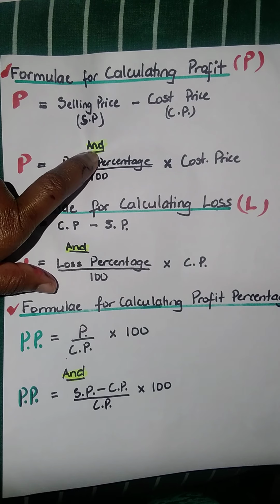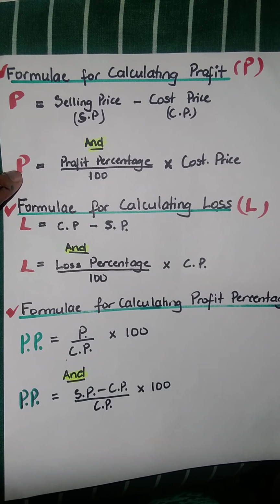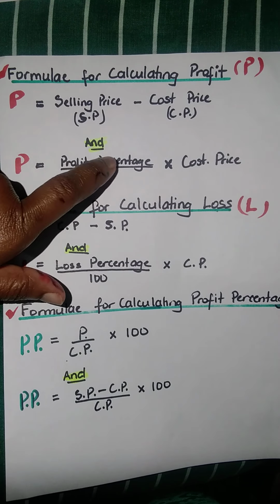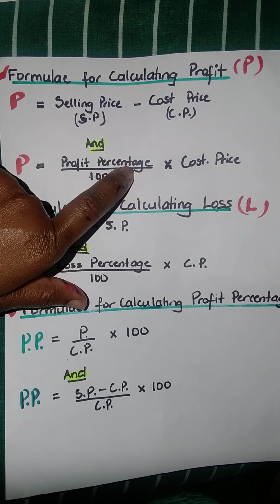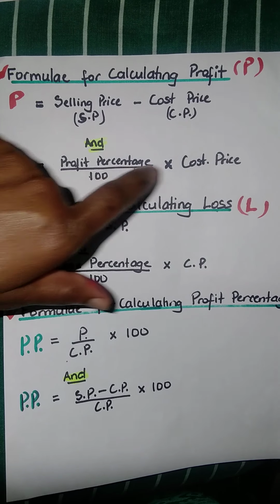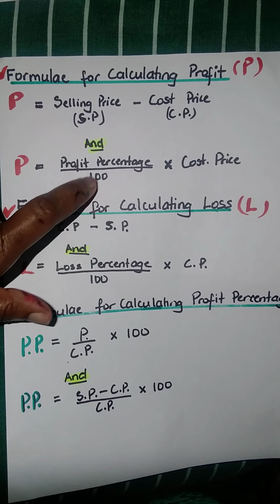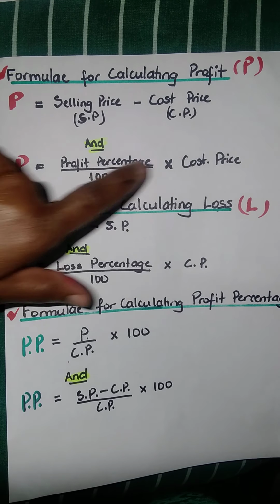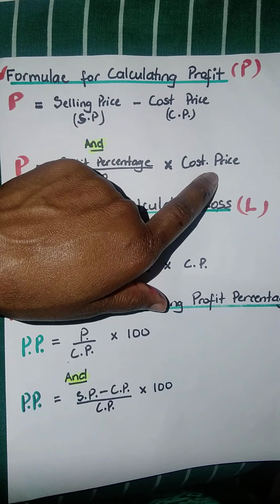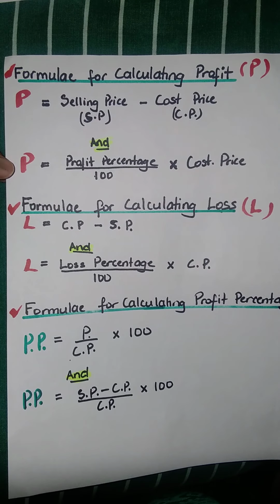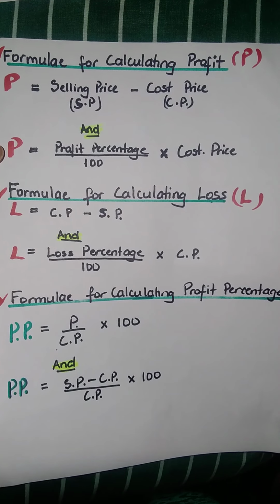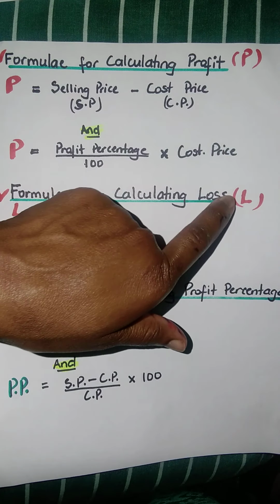So I use the word and here. We can also find profit, which we know is the money, right? If we're given the profit percentage, right, and the cost price. So if we're given the profit as a percentage, we can divide it by 100 and multiply it by the cost price. Good. What about if we were asked to find loss now?